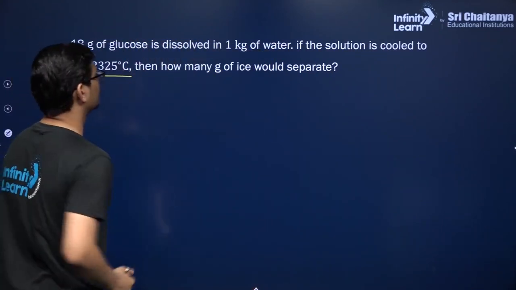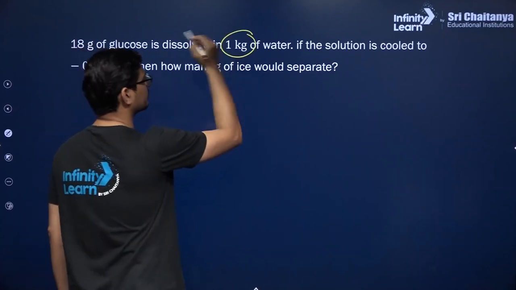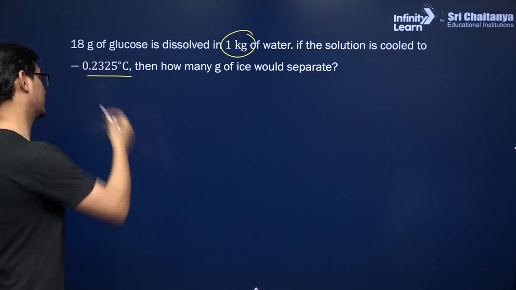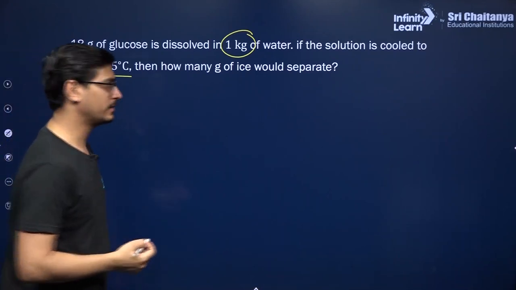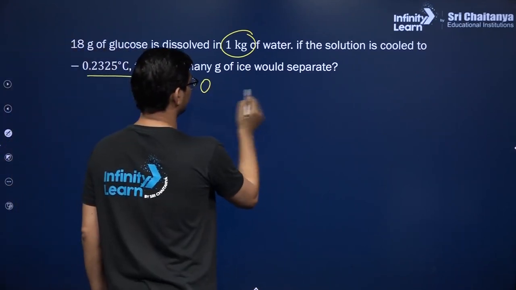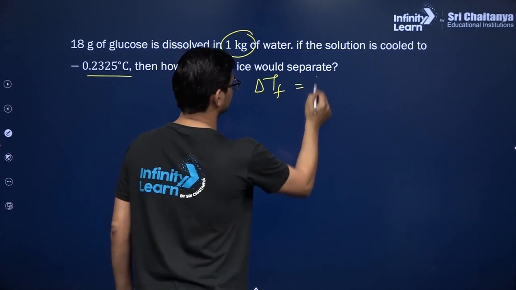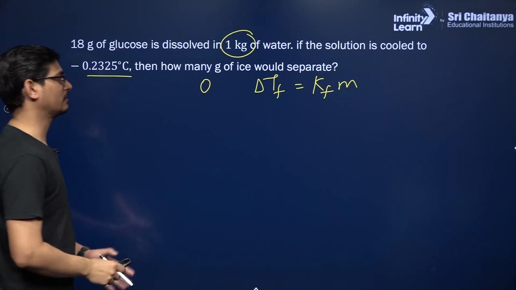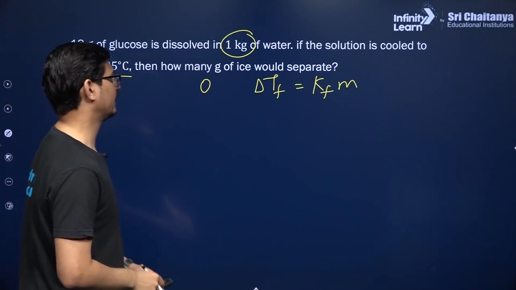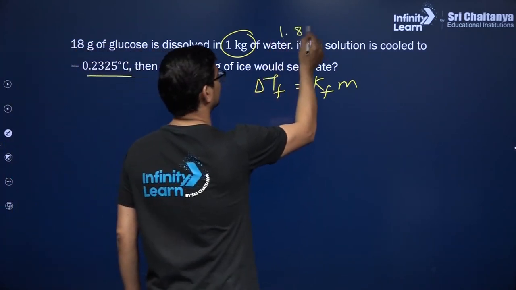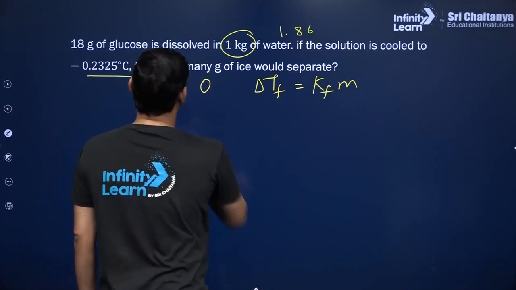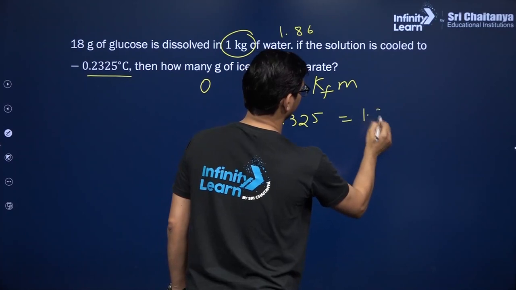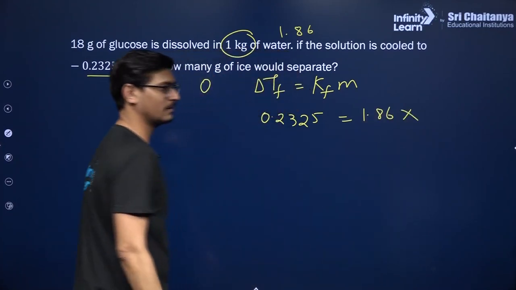So 18 gram of glucose is dissolved in 1 kg of water. Solution is cooled to minus 0.2325. So this is the depression in freezing point, right? So we will use delta Tf is Kf m, right? Kf is the cryoscopic constant of water, which they have not given the value, but it is 1.86. So delta Tf, I will take 0.2325, Kf is 1.86, right?